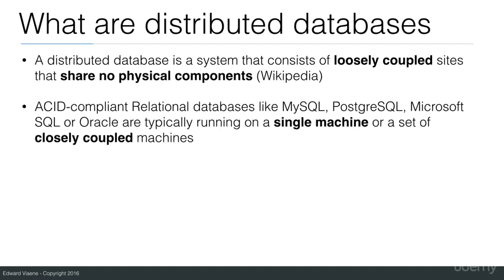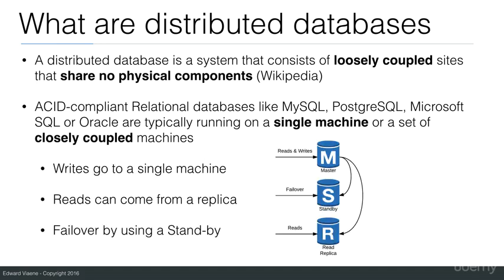ACID-compliant relational databases like MySQL, PostgreSQL, Microsoft SQL or Oracle are typically running on a single machine or a set of closely coupled machines. This is typically the database that we had on the architecture diagram in the previous lecture. Typically, writes go to a single machine, as you can see on the right, where we have our master database where the writes go to.